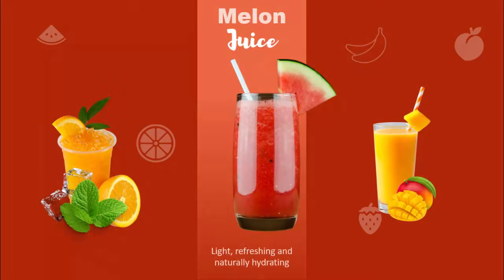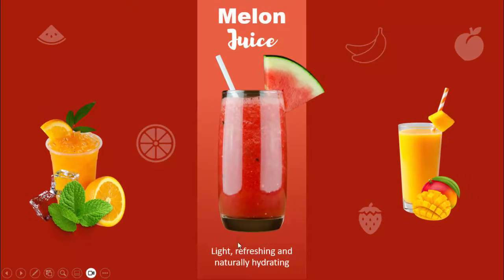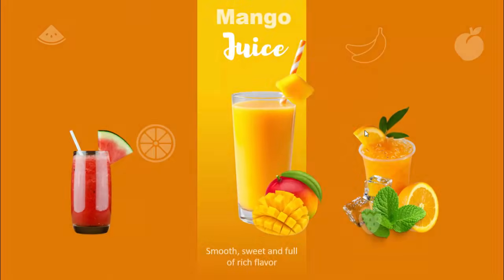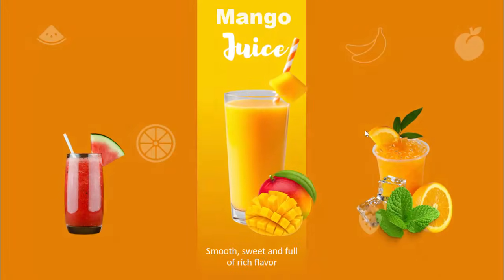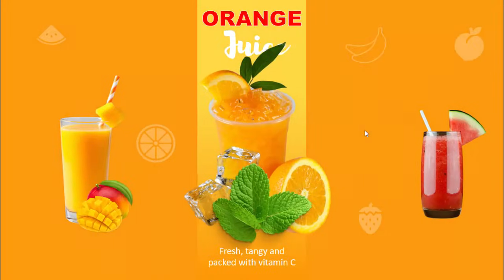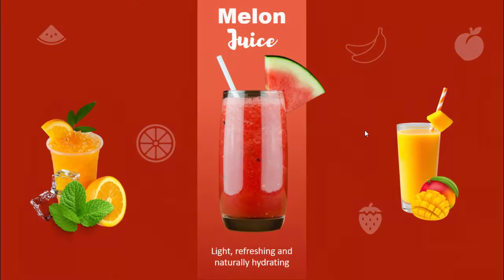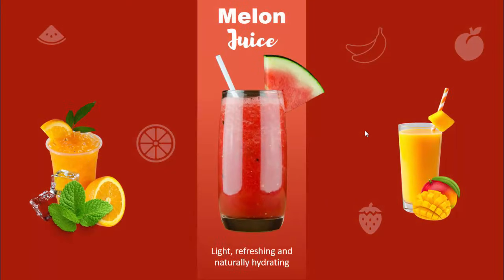When I click, you can see here it comes the melon juice. You can add some detailed text at the bottom. And again, when I click, the mango juice comes in the center. So likewise, we can create very beautiful morph transition effects in PowerPoint.